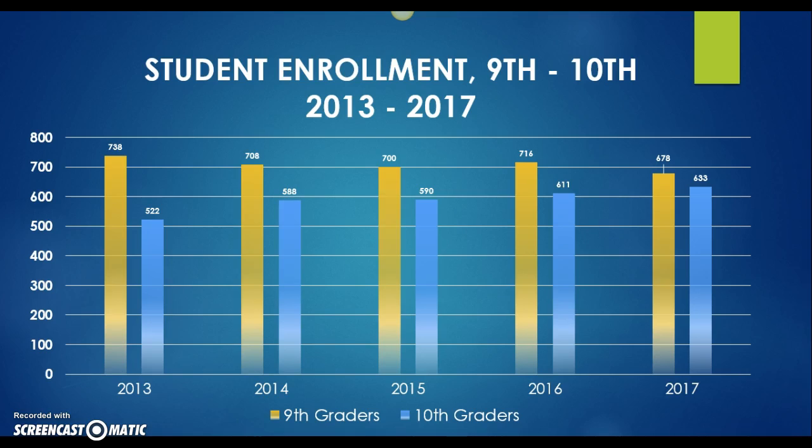You start out in 2013 with 738 freshmen and 522 10th graders, so you see that a lot of students are leaving the school. But then as the years progress, you see that 738 go all the way down to 678 in 2017, and that 522 go all the way up to 633. So you're starting to see a trend of students sticking around at McEachern High School instead of leaving to go to other schools or competing schools around the area.